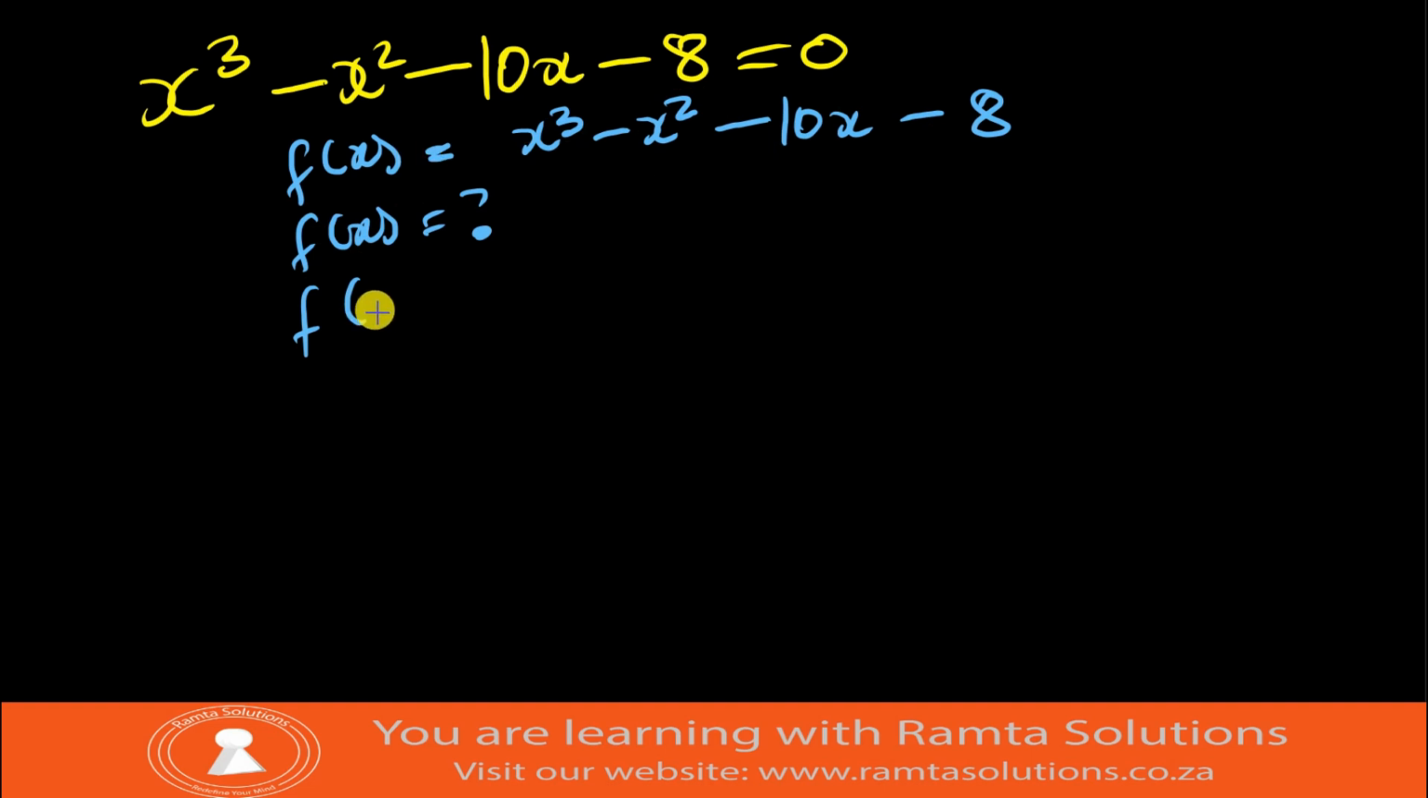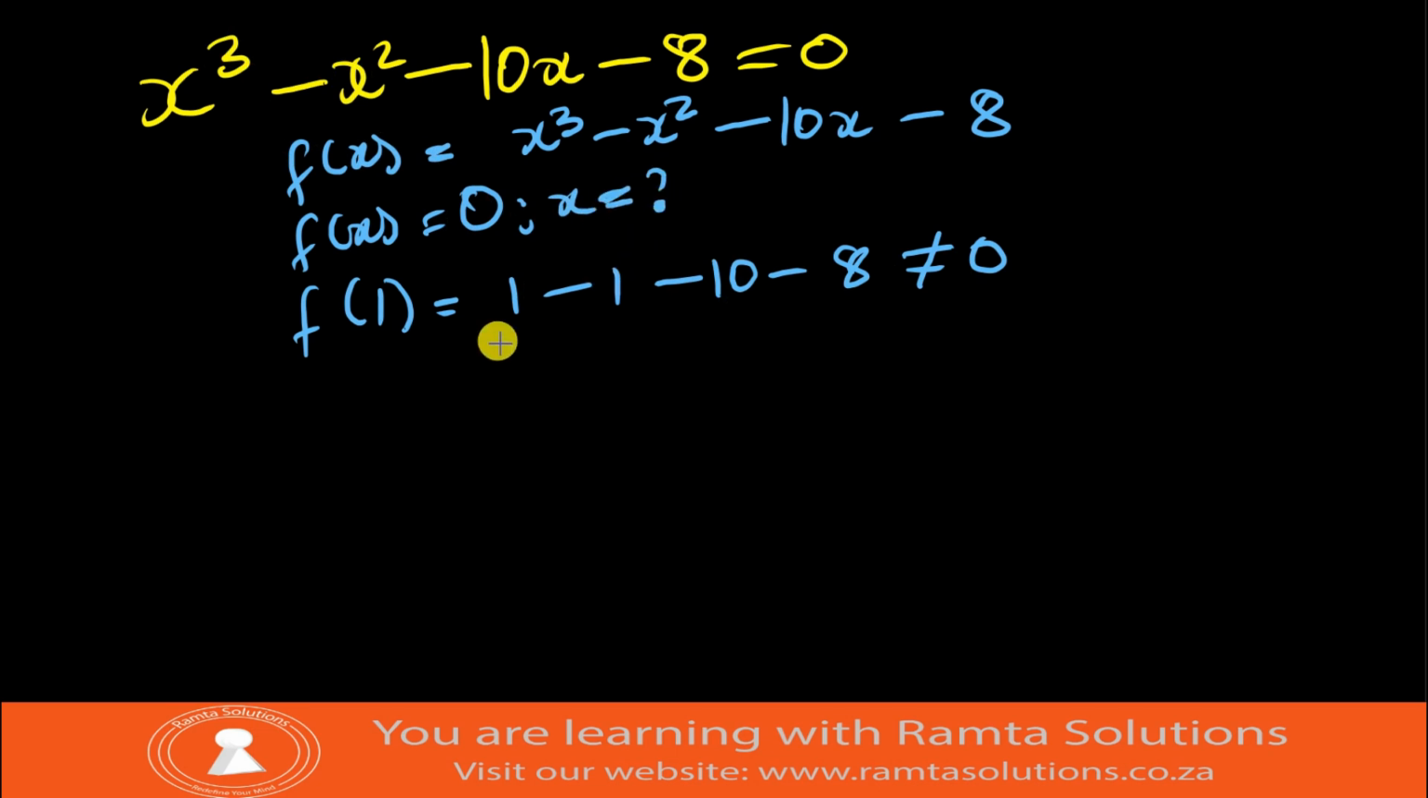Let's imagine x equals 1. Let's see. We have 1 cubed minus 1 minus 10 minus 8. This is not equal to 0. Okay? I'm saying we want to make the values of f of x to be 0, but what is that value of x? Alright? So we see f of 1 is not possible.